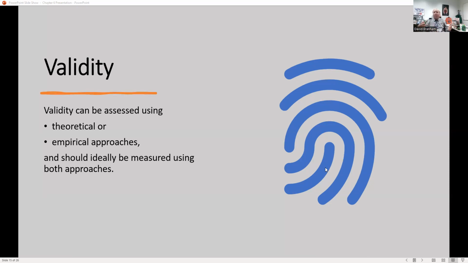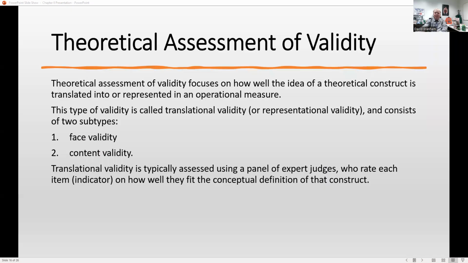On the other side, there are empirical approaches, ways to measure whether you're measuring that same construct, and whether that construct is accurately being measured. There are some tests. I already mentioned one, the principal components factor analysis. Ideally, you should use both of these approaches, theoretical and empirical, when measuring validity. Theoretical assessment of validity, as I just discussed on the previous slide, focuses on how well the idea of a theoretical construct is translated into or represented in an operational measure.